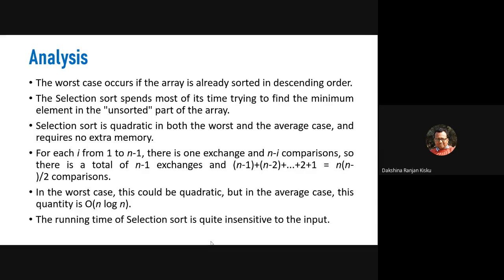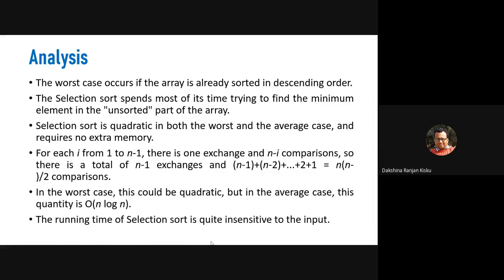To have the total number of comparisons, we need to sum up all these comparisons for the n number of elements. So n minus 1 plus n minus 2 plus n minus 3, and so on up to plus 1. If we obtain the summation of these comparisons for n elements, then we will obtain n into n minus 1 divided by 2 comparisons.